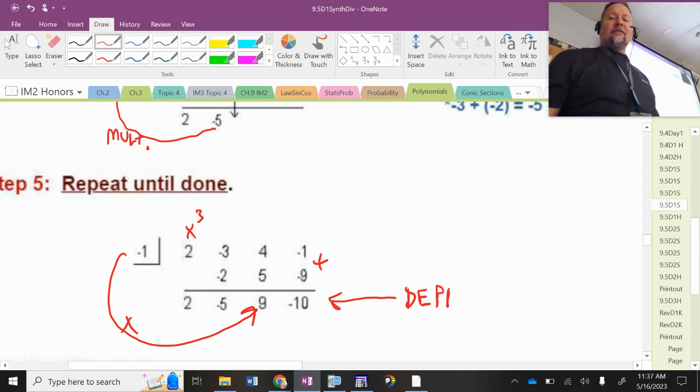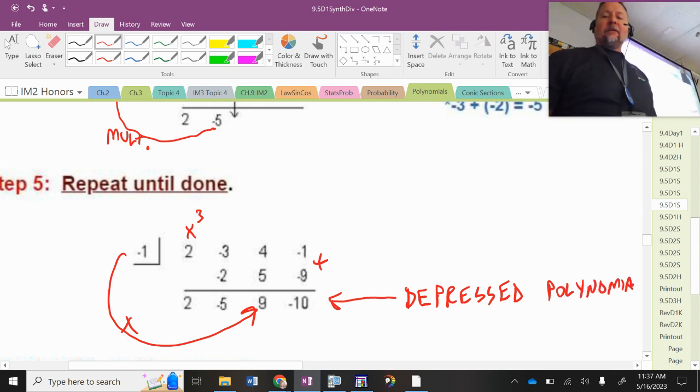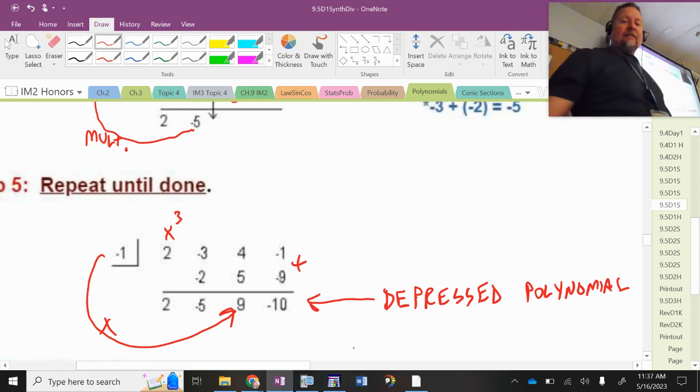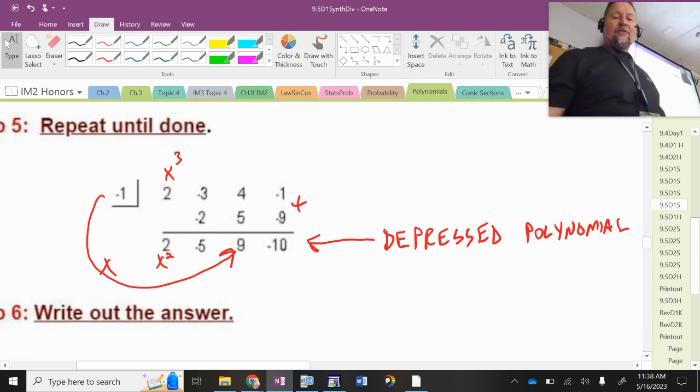This is actually called a depressed polynomial. You want to know why? Just like Mr. Samuelus, this polynomial is not what it used to be. It used to be an x to the third, and now it's only an x squared. Mr. Samuelus through life has probably been knocked down quite a few degrees, but that's okay.